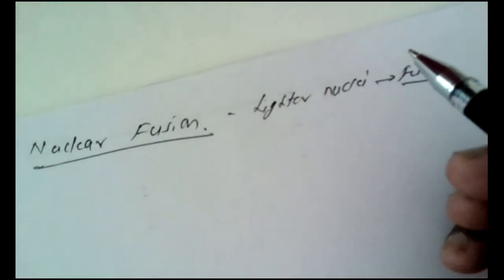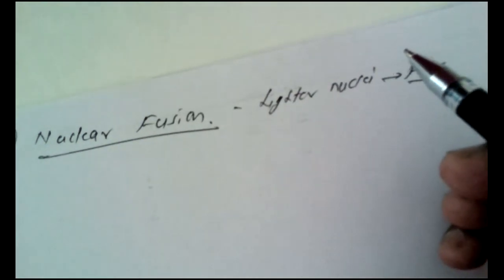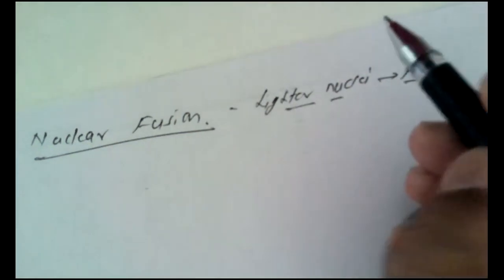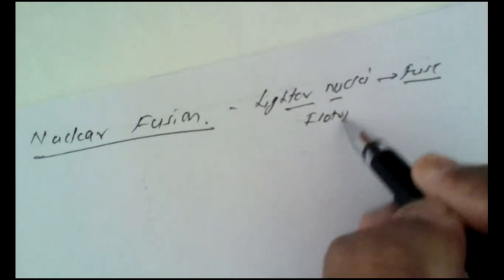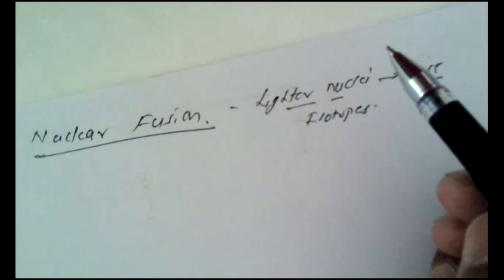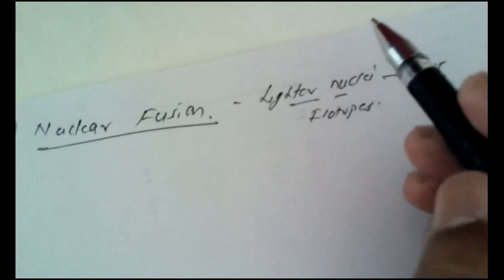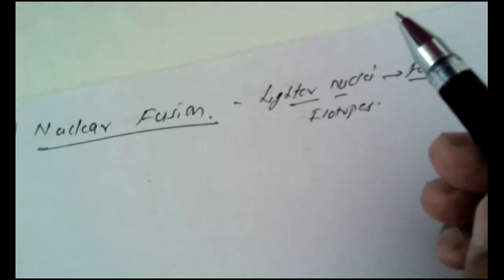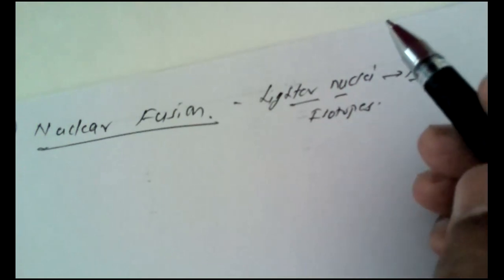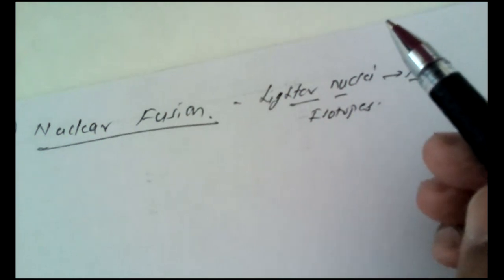So a simple definition of nuclear fusion is a nuclear reaction in which two or more isotopes of lighter elements, here the lighter elements used must basically be isotopes. Isotopes means different atoms of the same element. So a nuclear reaction in which two or more isotopes of lighter elements such as hydrogen, deuterium, or helium fuse to form a stable heavier nucleus is called a nuclear fusion reaction.